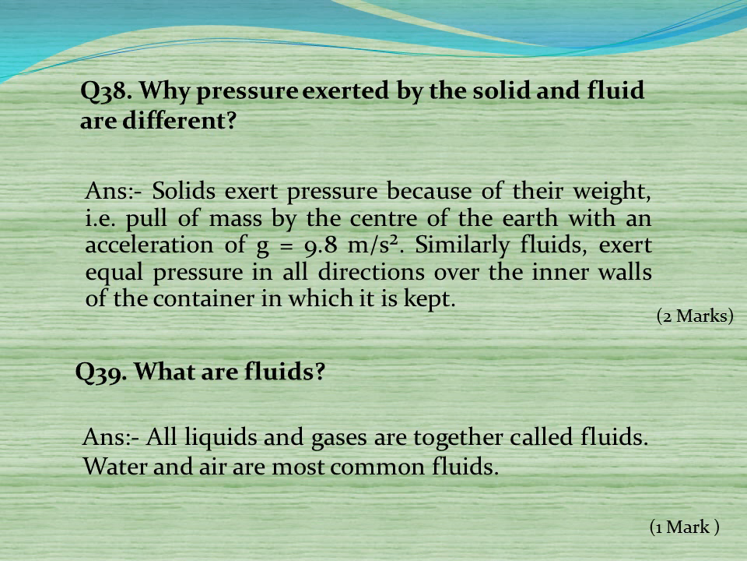Question number 38. Why pressure exerted by the solid and fluid are different? Answer. Solids exert pressure because of their weight. That means pull of mass by the center of the earth with an acceleration of g equals 9.8 meter per second squared. Similarly, fluids exert equal pressure in all directions over the inner walls of the container in which it is kept.